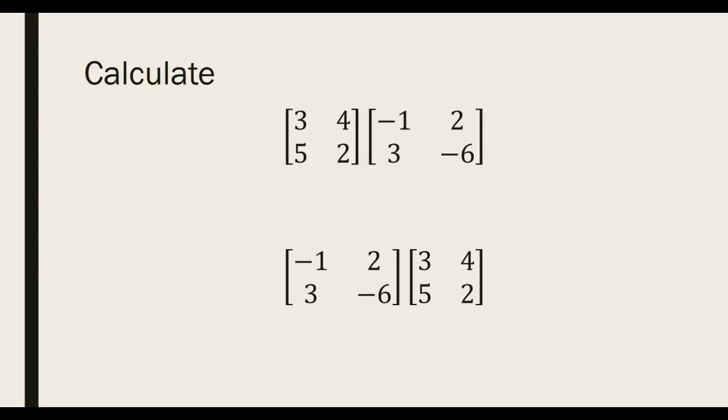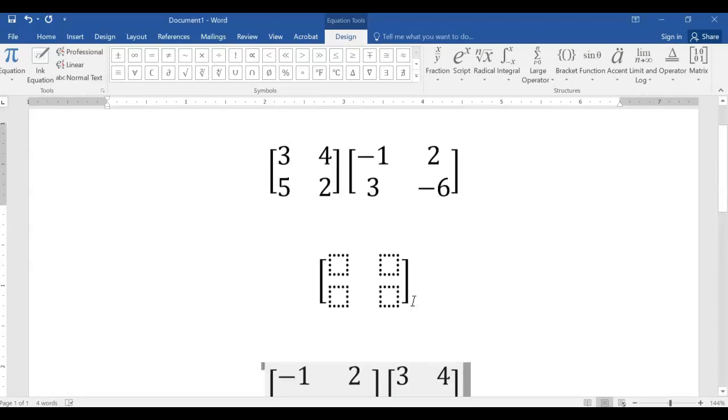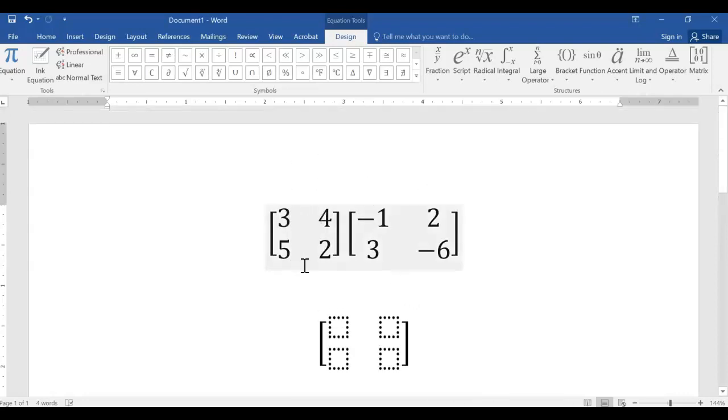So hopefully you went ahead and did that. Let me do that on my own too. Let's go to the Word document. I'm going to take the 3-4-5-2 matrix. I'll put that one first and I'll calculate that.